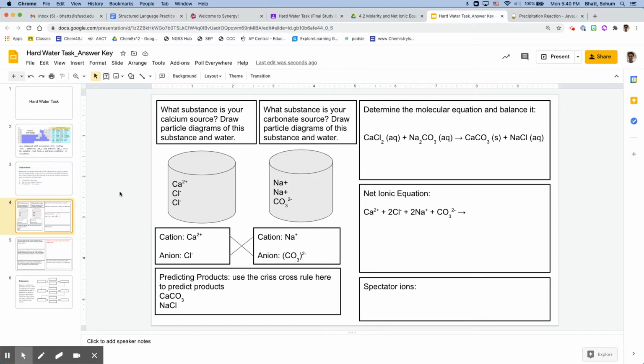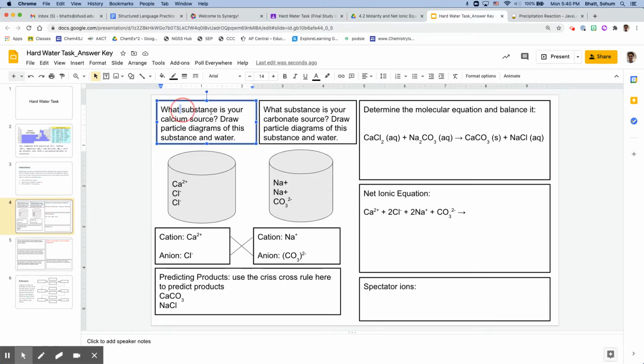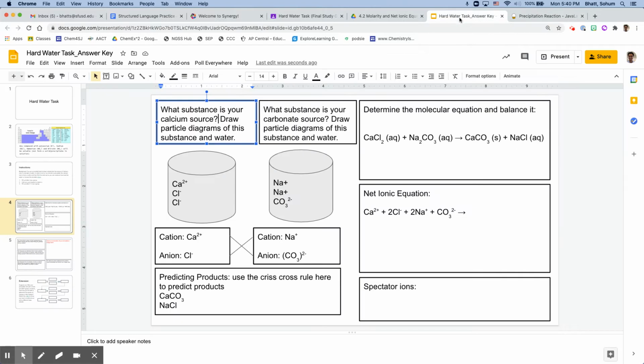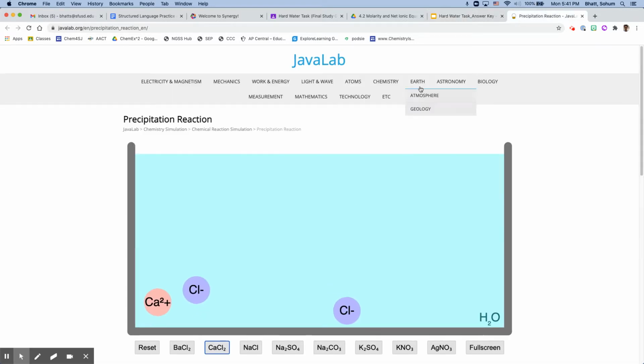And so the first task we had here is what substance is your calcium source? And so I'm going to go to my simulation. I have a calcium source, that's CaCl2, and now I have calcium in my water. For now, I'm just adding one click, but you could add however many you want. I'm going to come back here and model that in my particle diagram. One Ca2+ and two Cl minuses, right, based off of what I'm seeing right over here. I'm going to hit reset.